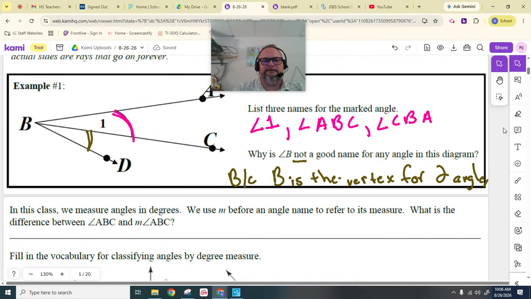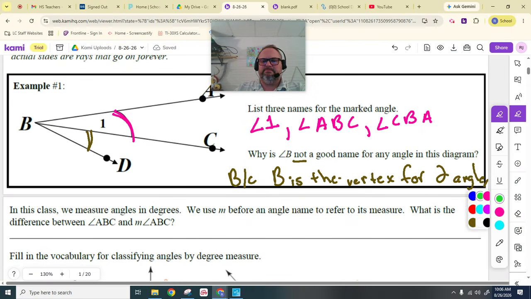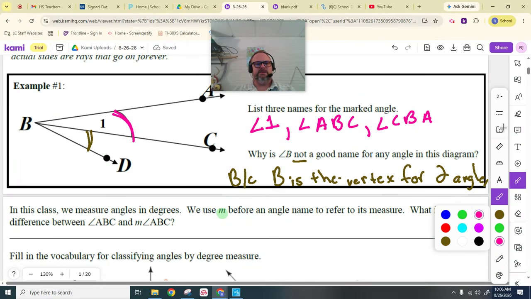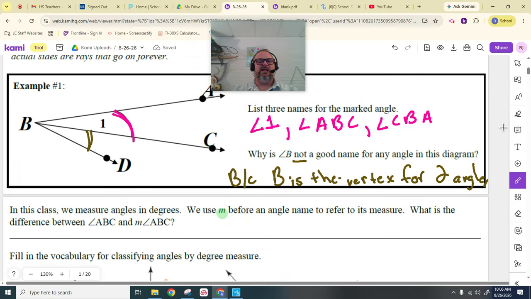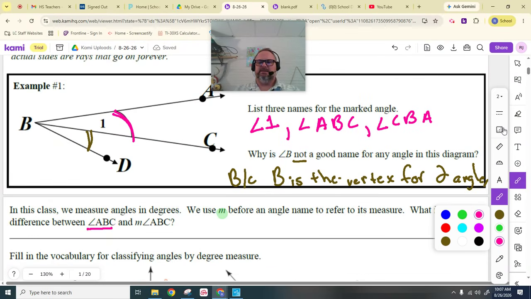Now, in this class, we measure angles in degrees. This little m, that's how we say, when we deal with angles, the measure. All right, so our question right here is, what is the difference between this and this one right here? Yes, it does have an m.